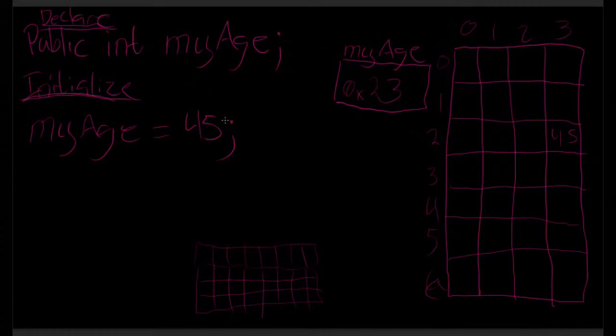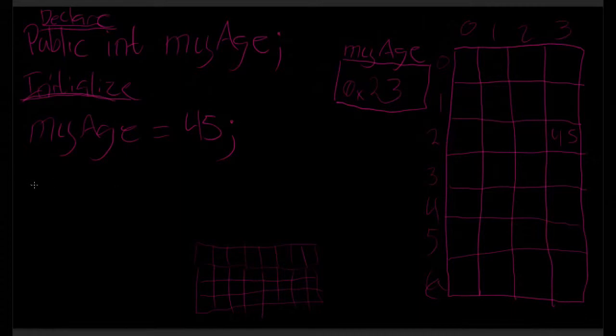And then anytime we access my age, it knows to go look at the address of memory that contains our value, right? And we're actually going to show you this. I've got some C++. I'm going to show you what this is actually doing. So here we go. We've got our my age.